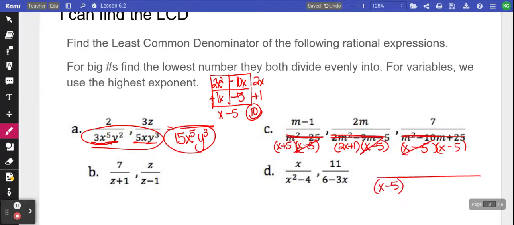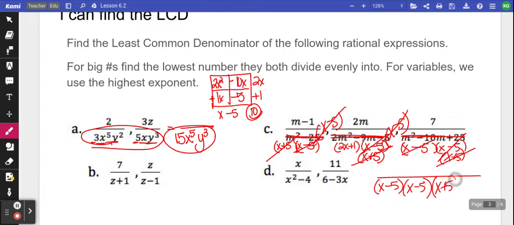Then, to make them all be the same, I would have to add another x minus 5 to both of these, so that now they all have 2 x minus 5s. And then I have to add an x plus 5 to these, so that all three of them now have an x plus 5. And finally, I would have to give this one a 2x plus 1 and this one a 2x plus 1, so that all three of them would have the same denominator.